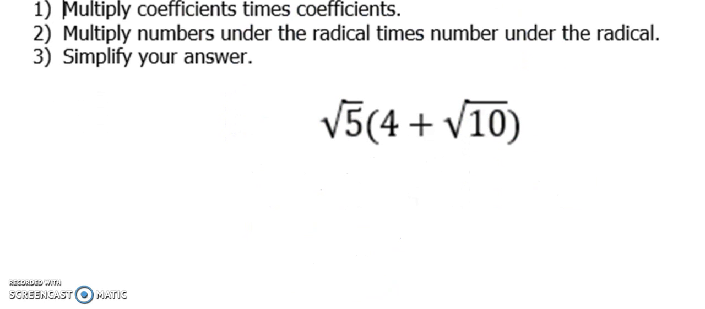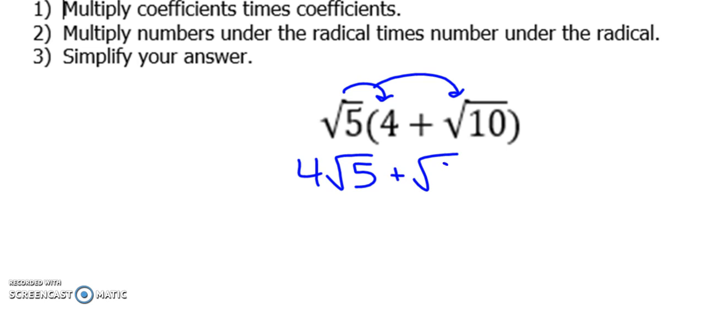Now, if we look at our last one, there's parentheses here, but we're going to treat this just like a normal equation that we would solve. We can't combine anything that's in the parentheses because they don't have the same radicals, so they're not like terms. So we need to distribute the square root of 5 through. Well, 4 doesn't have any numbers underneath the square root, so it just becomes 4 times the square root of 5. Square root of 5 times square root of 10 is the square root of 50.